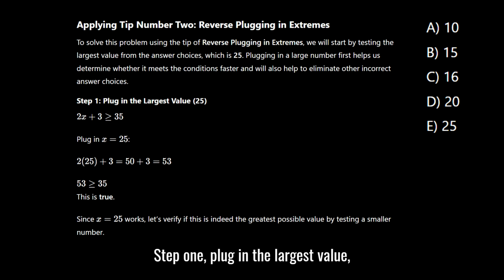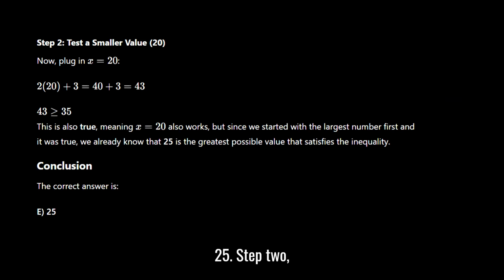Step 1. Plug in the largest value, 25. Step 2. Test a smaller value, 20. Now, plug in x equals 20. 43 greater than or equal to 35. This is also true, so x equals 20 also works. But since we started with the largest number first, and it was true, we already know that 25 is the greatest possible value that satisfies the inequality.